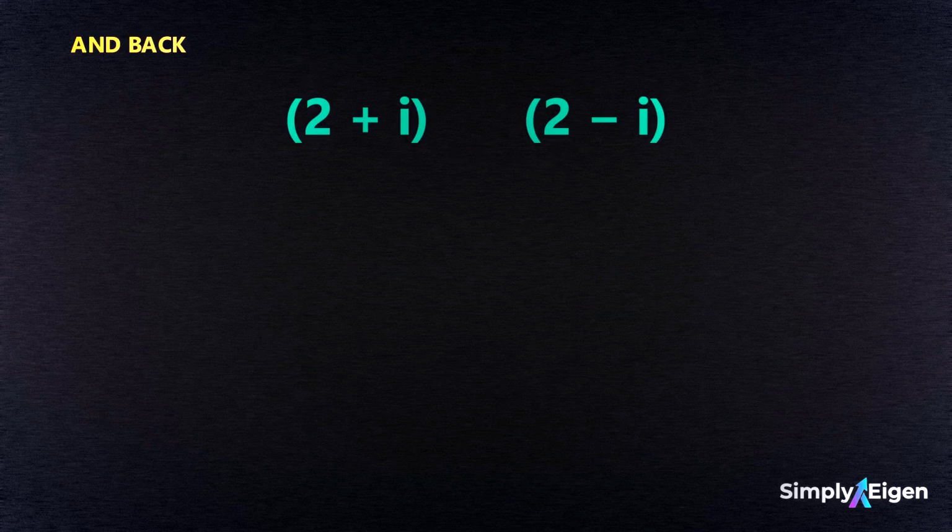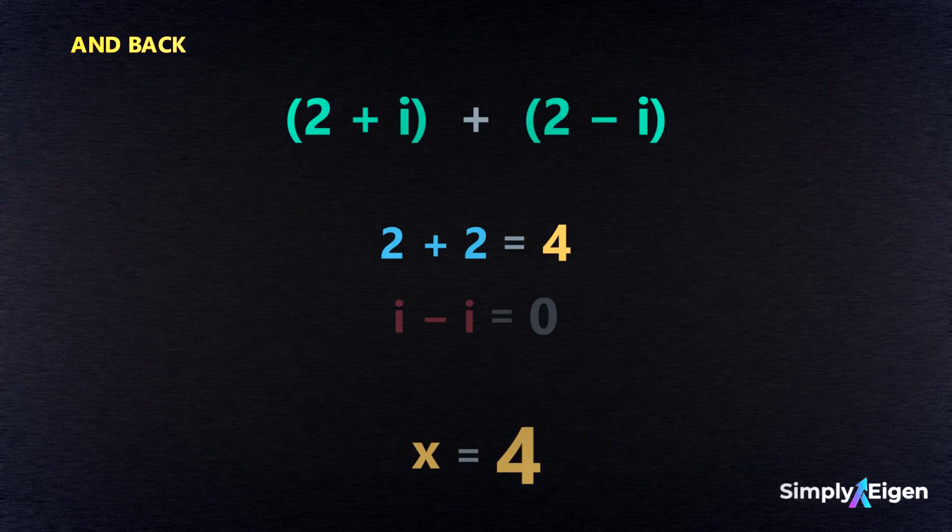And the other cube root is the same thing with the sign flipped. 2 minus i. Now add them, because that is what the formula told you to do. 2 plus 2 is 4. And i minus i is nothing at all. The imaginary parts cancel exactly, and you are left holding the number 4.